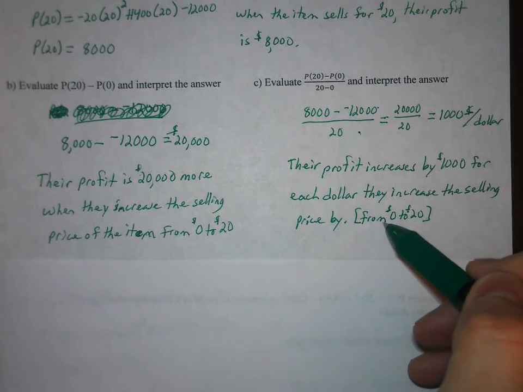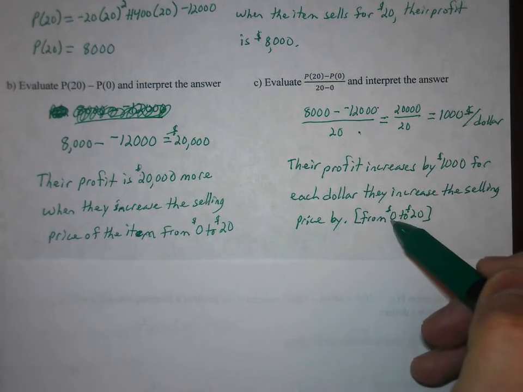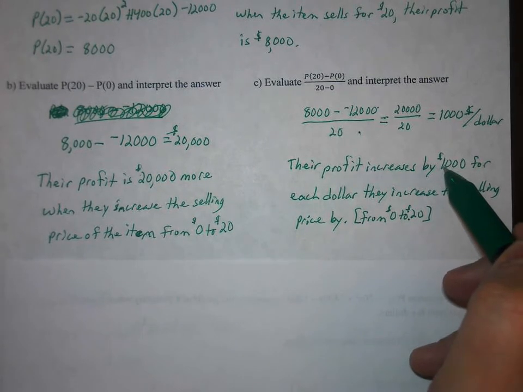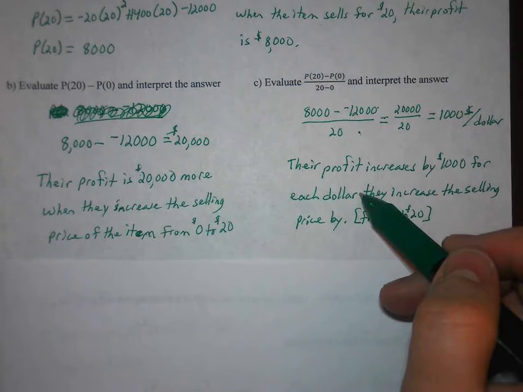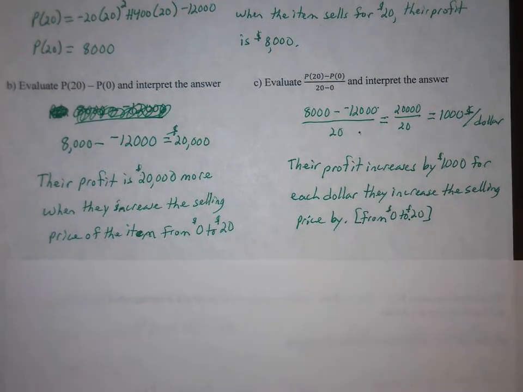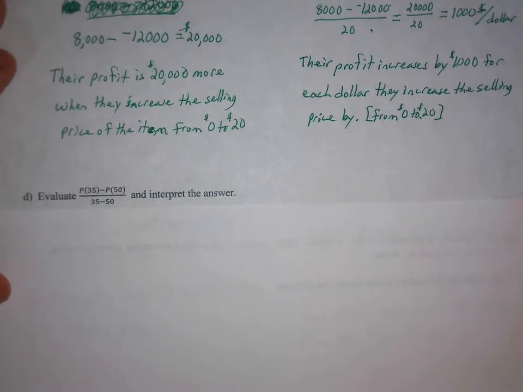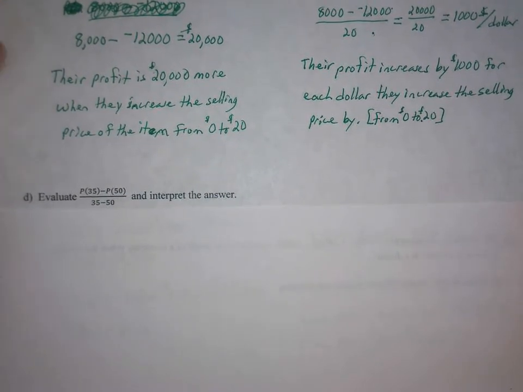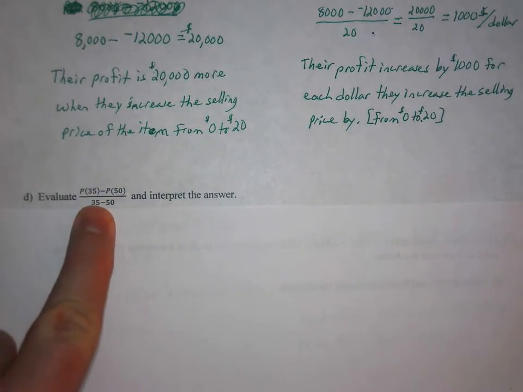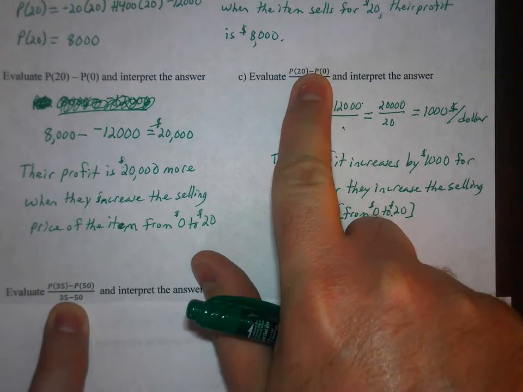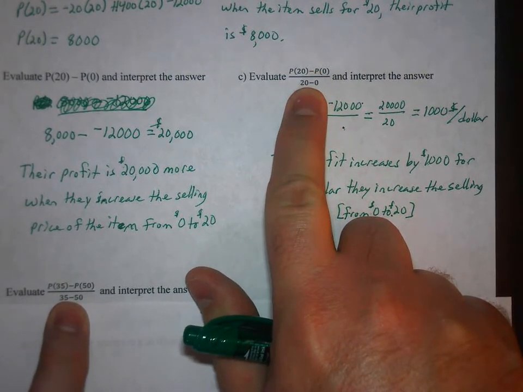Now that's only on the interval from 0 to 20. So when the selling price increases from 0 to $20, their profit increases $1,000 for each dollar they increase that price by, the selling price. Okay, moving on to the next one. This one, I changed the numbers, P of 35 minus P of 50 over 35 minus 50. Again, notice how that is similar to this one here. You have the Y values on top, subtracting X values on the bottom.